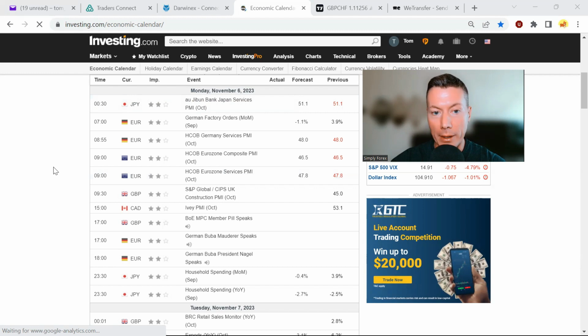And then we've got more PMI data. At 8:55 coming out of the Euro, specifically Germany, we've got services PMI. Again, very important. It's like inflation for businesses. 5 minutes later at 9 o'clock coming out of the Euro, we've got composite and services PMI. So all of this PMI data could really move any Euro pair. At 9:30 London GMT, we've got construction PMI. So again, a 3-star rating for me. And then at 3 o'clock, coming out of Canada, we've got the Ivey PMI. So another 3-star rating that could move any Canadian dollar pair. And then other than that, guys, no other news to speak of.